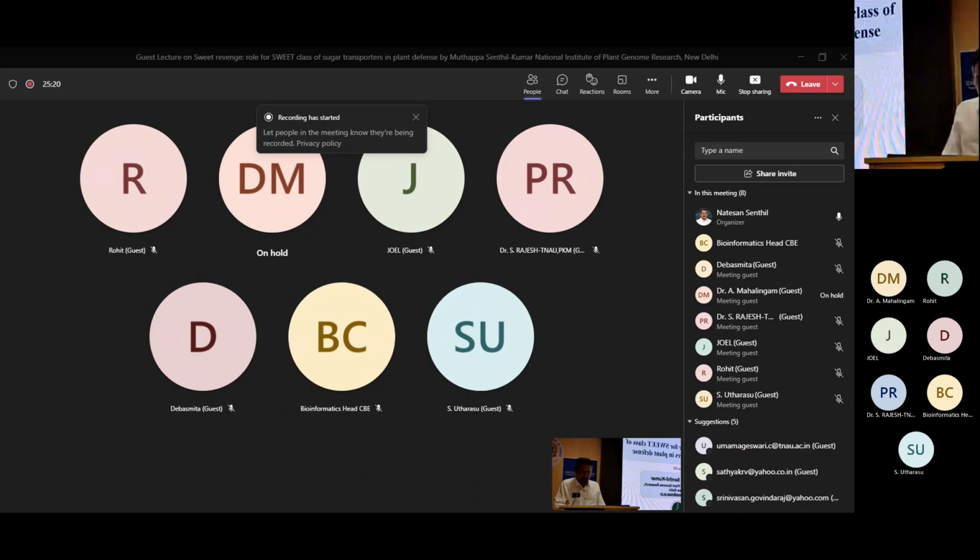On behalf of Tamil Nadu Agricultural University, I also thank our Vice Chancellor for permitting us to conduct these kinds of invited lectures from experts from all over India and outside the country. So in that, I'm really happy to be here, and let's hear his talk on this area of host plant resistance and abiotic stress tolerance. Thank you.